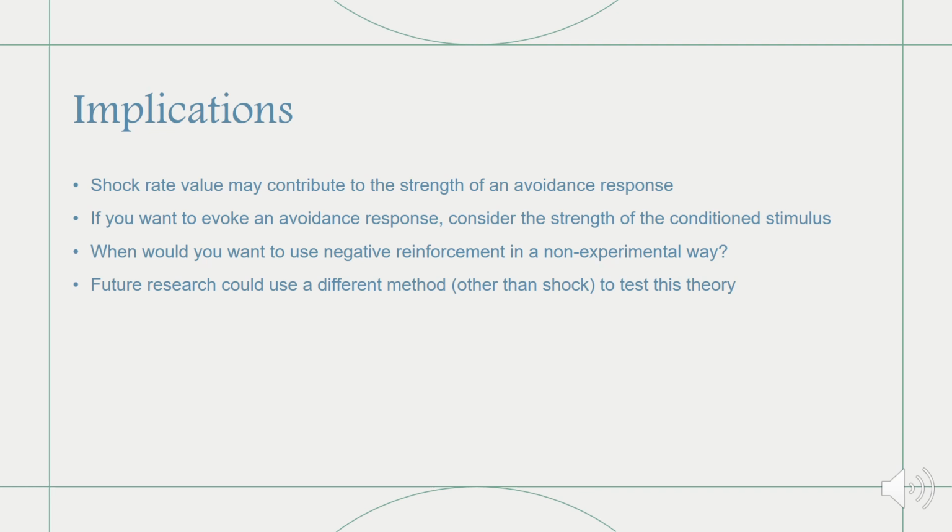So what does this all mean? For one, shock rate may contribute to the strength of an avoidance response. Secondly, if you want to evoke an avoidance response, you should consider the strength of the conditioned stimulus you are presenting. So what do you think? When would you want to use negative reinforcement in a non-experimental way?